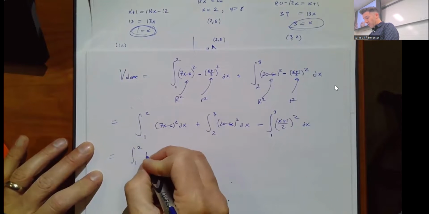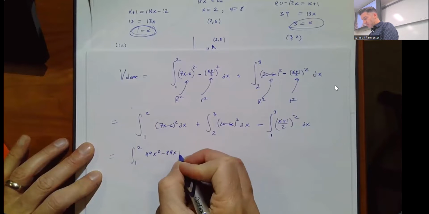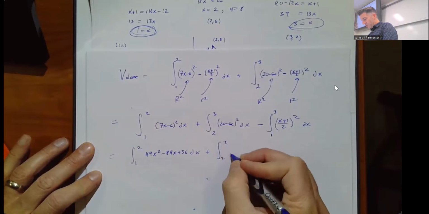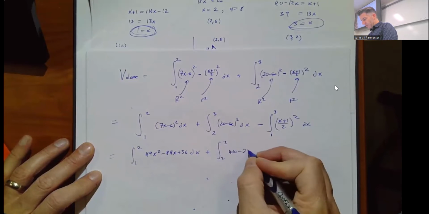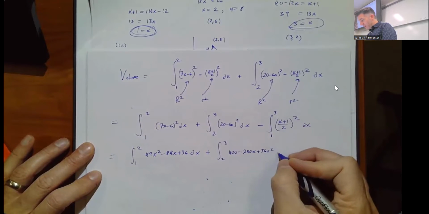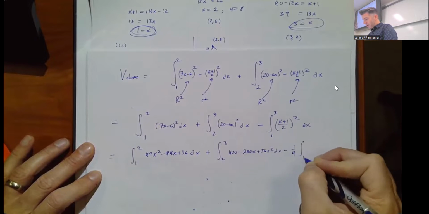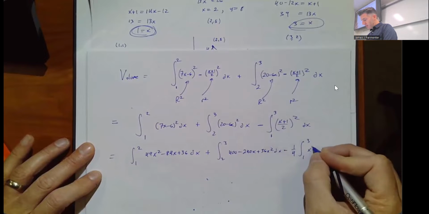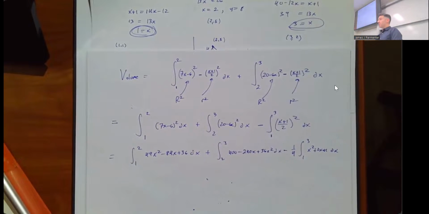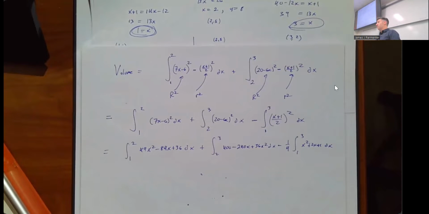7x minus 6 squared is 49x squared minus 84x plus 36 dx, plus this is going to be 20 squared minus 120x minus 120x. And for this last one, I would bring out the 1/2 squared in front, so write it as 1/4 integral from 1 to 3 of x plus 1 squared, which is x squared plus 2x plus 1. It's going to be a lot of bookkeeping, right? That's not pretty.